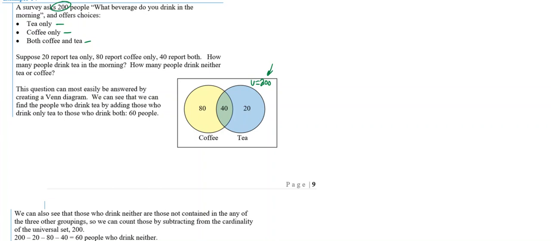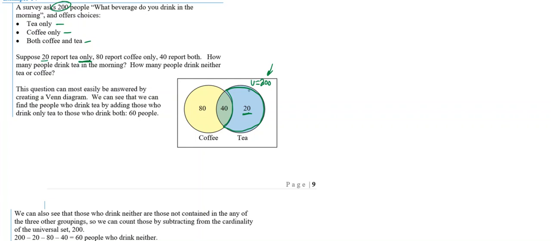So you remind yourself that's the total. Now, just be careful. What we did here is we wrote down that 20 reported tea only, so that's the blue area here, and that's just this area. That's the moon shape, because it's just the reported tea only. It doesn't include that part of it. It's people who only drank tea.